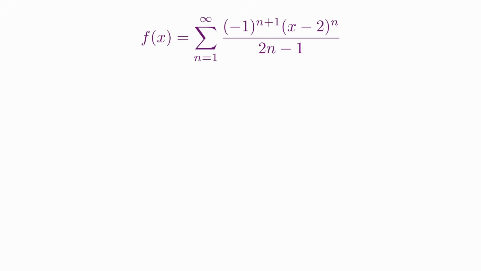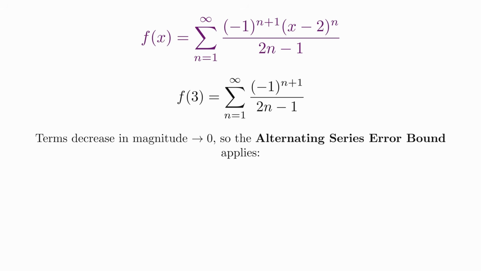It's going to converge for some values, it's going to diverge for other values, potentially. We would have to check that. But what I want to do is show you how to use alternating series error. What we're going to do to investigate this is we're just going to look at f of 3. F of 3 is a convergent alternating series because the terms alternate and they decrease in magnitude to 0.